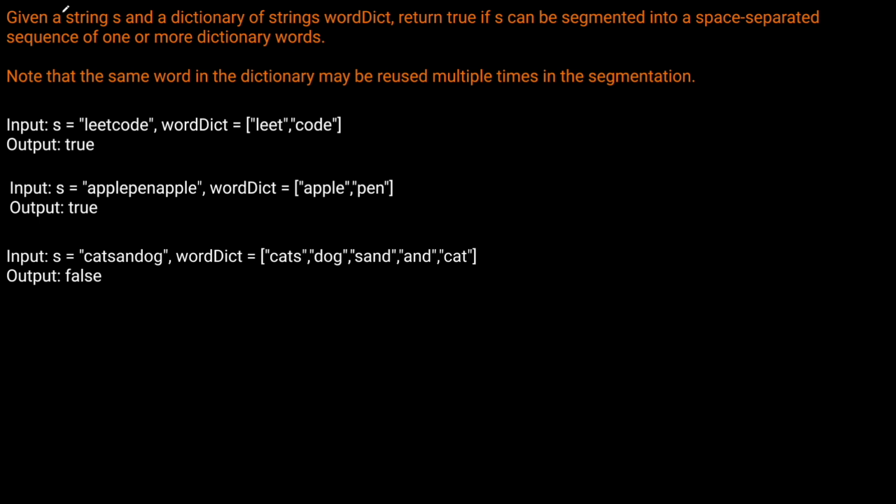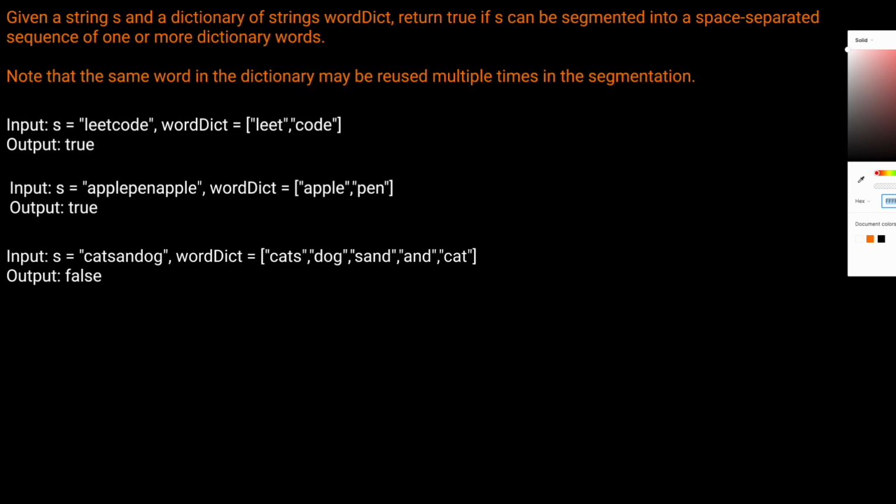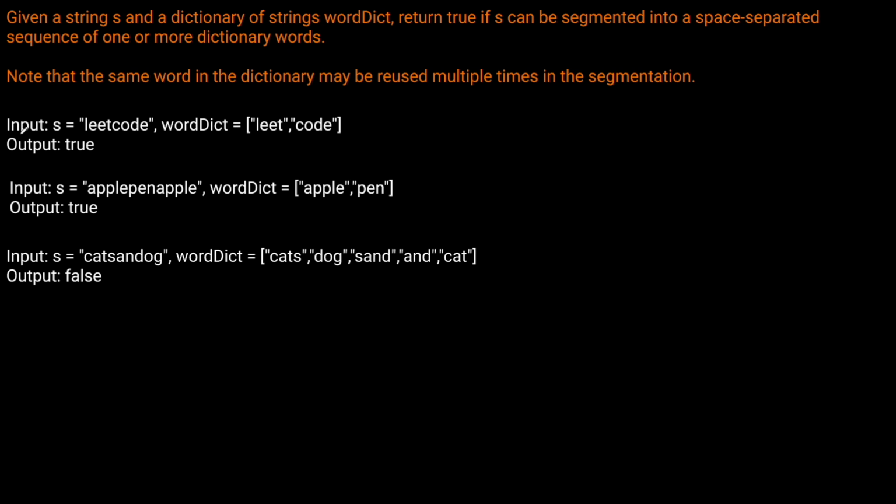So, if we have this input here, and let me just change my pen color so you can see, we have input equals Leetcode, and our word dictionary is Leet and code. Can we split this? Yes, because we can first split on Leet, and then we can split on code, and therefore we'll have reached the end of the string if we do those two splits, so therefore we can return true. Makes sense. What about apple, pen, apple?